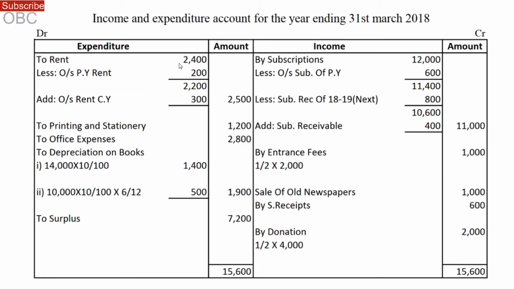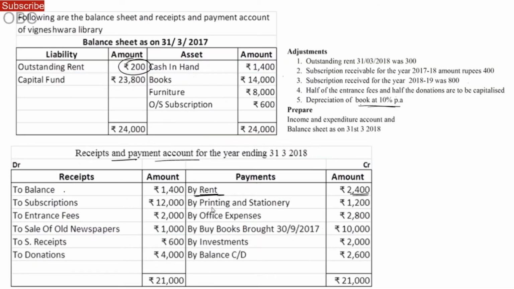Okay, come on to income and expenditure account. To rent 2,400 minus outstanding rent of previous year, that means less outstanding rent of previous year 200 rupees. Okay, still don't post to the other column because one more entry we have, that is outstanding rent 300 rupees for this year. They are already mentioned 31st March 2018.